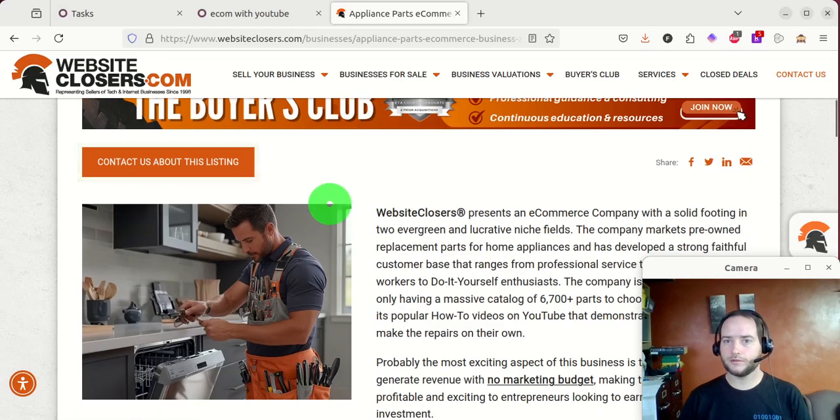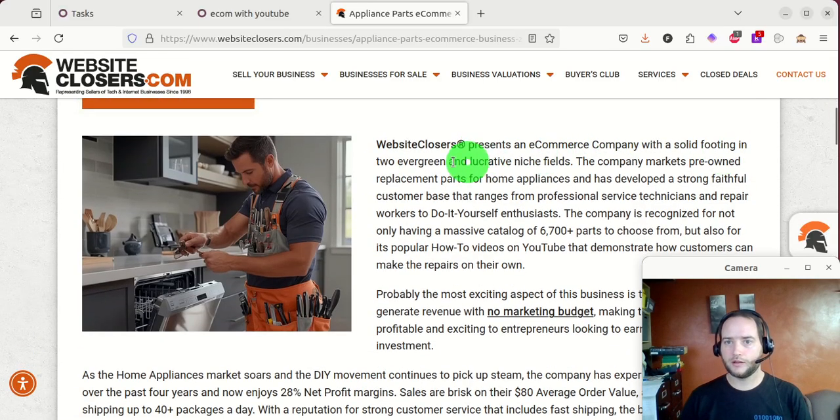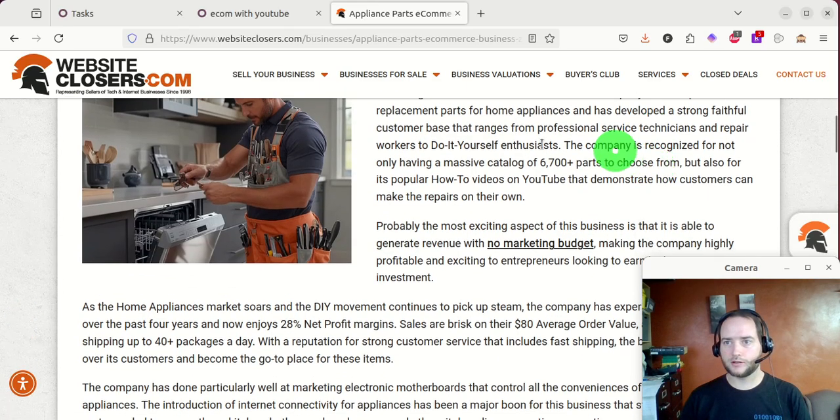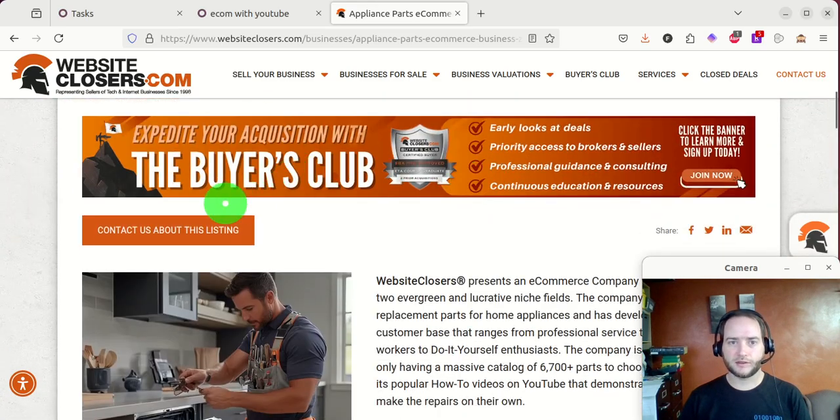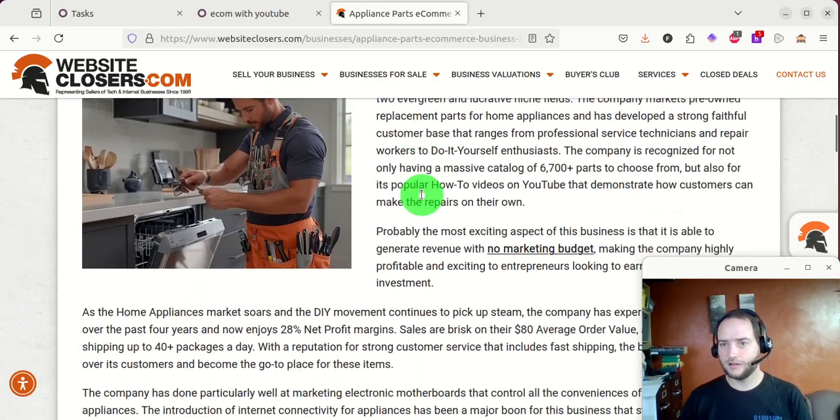What does this do? Ecom, home appliances. Okay, so I like DIY stuff. This actually fits me a bit. Is this one pending? I should look at that first. No, it doesn't say pending.